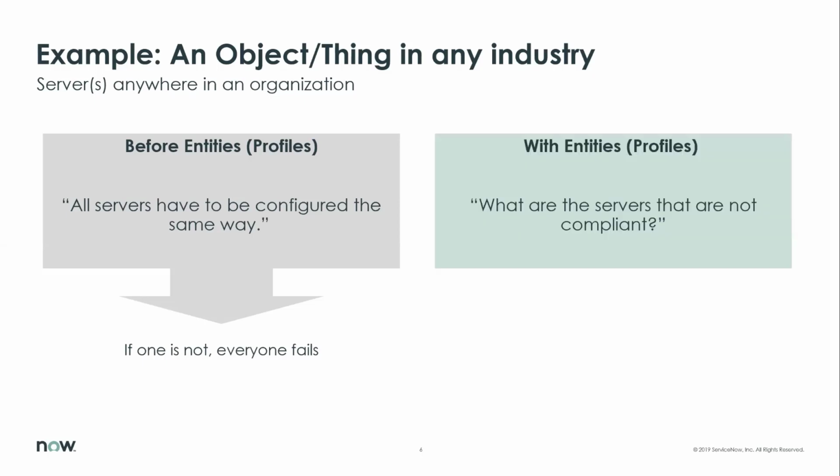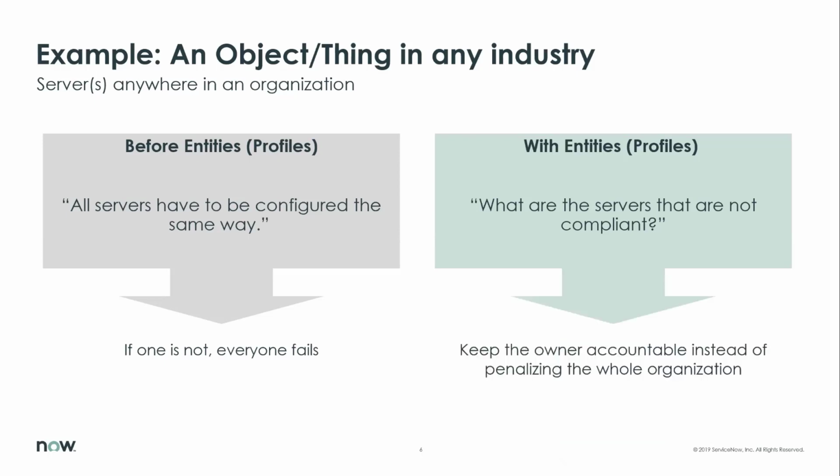Now, with entities, we're able to say, let's assign this hardening control to each one of these systems. And then we can go through this exercise to say, well, of those 10,000 servers, 9,999 of them were compliant, and we can really then focus in on the one thing that was not. We can keep the individual owner of those servers accountable as opposed to penalizing the entire organization for one particular area that may have broken down in the process.